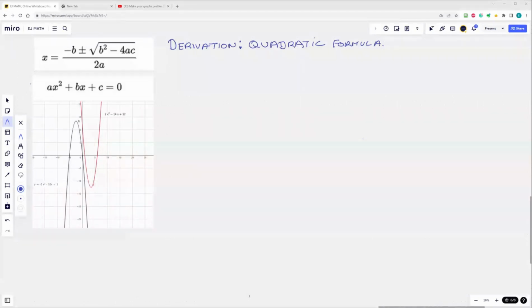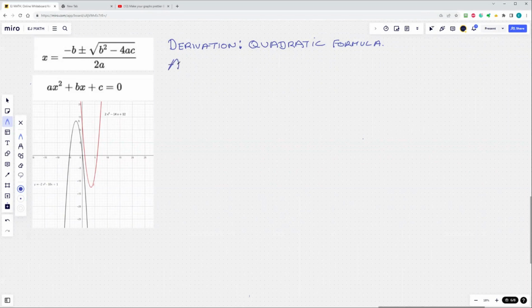In this video, we're going to be deriving the quadratic formula. The quadratic formula is x is equal to minus b plus or minus the square root of b squared minus 4ac over 2a. The quadratic form is ax squared plus bx plus c is equal to 0, and we're going to start with that. And we're going to employ completing the square to obtain this formula.